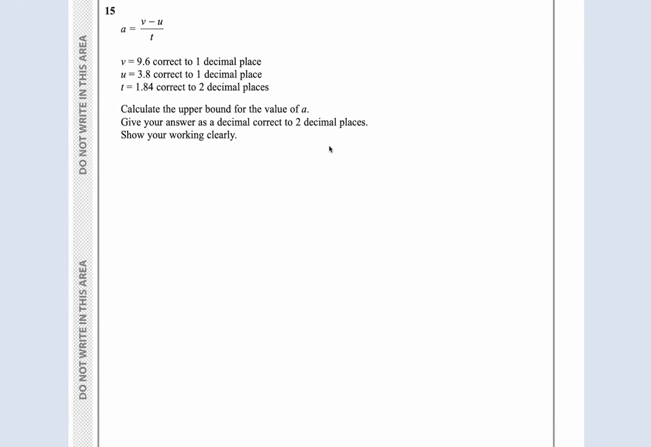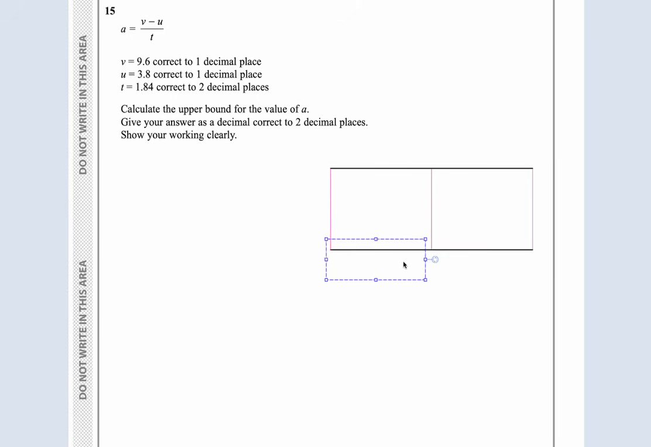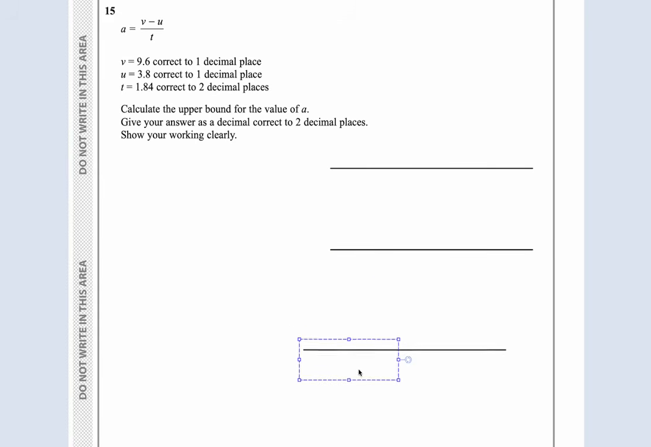A is this, V equals this correct to 1 decimal place, U 1 decimal place, and T 2 decimal places. Calculate the upper bound for A. Give your answer to 2 decimal places. Right. Okay. If you've ever seen me do one of these questions before, guys, you'll notice I do it like this. This is V. So I'm going to do this is my V, this is my U, and this is my T.